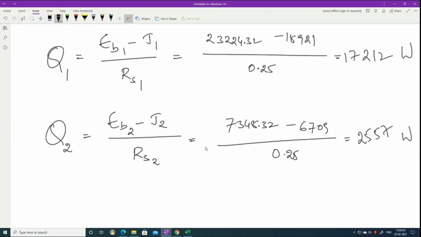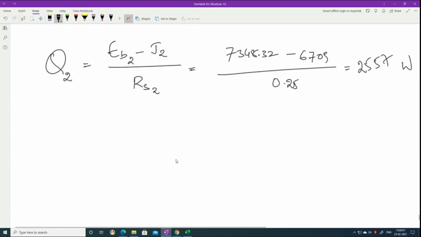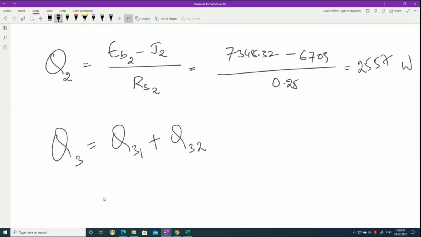ఇక్కడ ఇంకొక విషయం ఏముంటుందంటే మీకు క్రాస్ చెక్ చేసుకోవడానికి ఇది ఉపయోగపడుతుంది. కొన్నిసార్లు మీరు Q3 కూడా క్యాలిక్యులేట్ చేయొచ్చు. Q3 అంటే ఏంటి? Q31 ప్లస్ Q32. సో దీనికి మీరు Q31 అంటే ఏంటి? J3 minus J1 by RSP 3P1. J3 minus J2 by RSP 3P2.